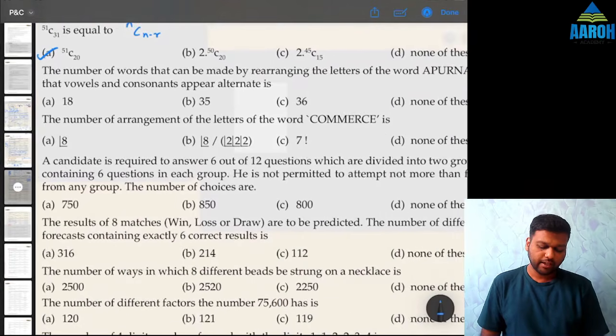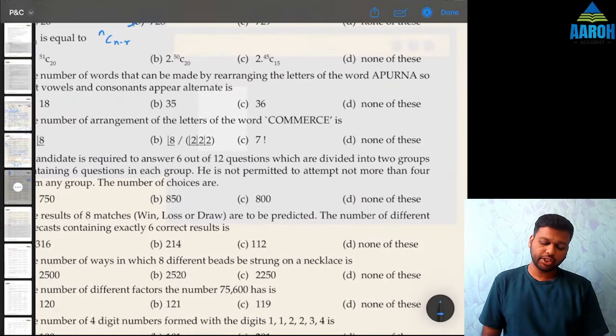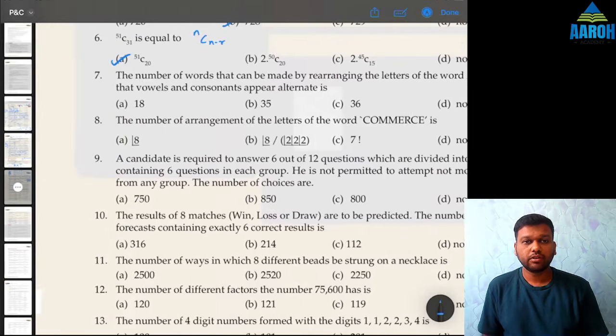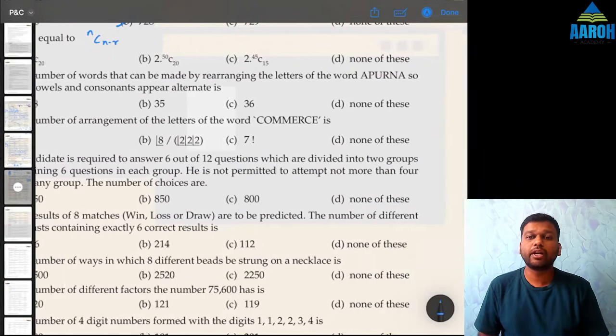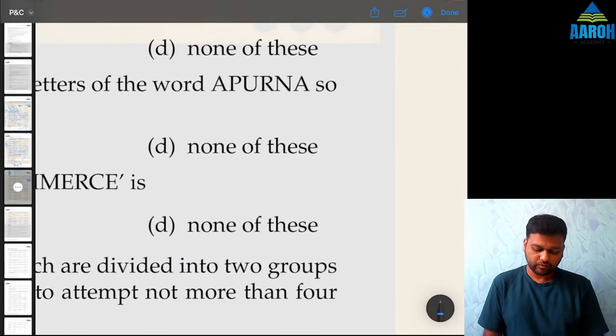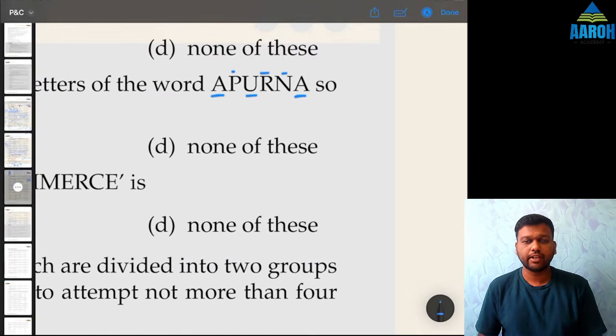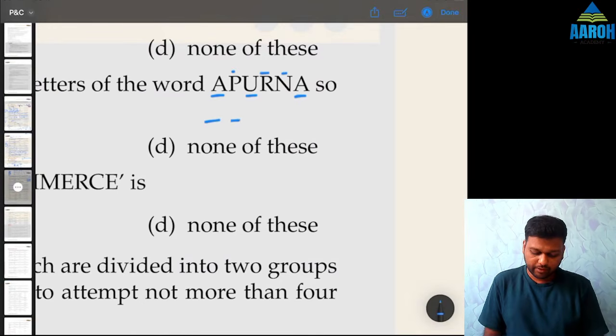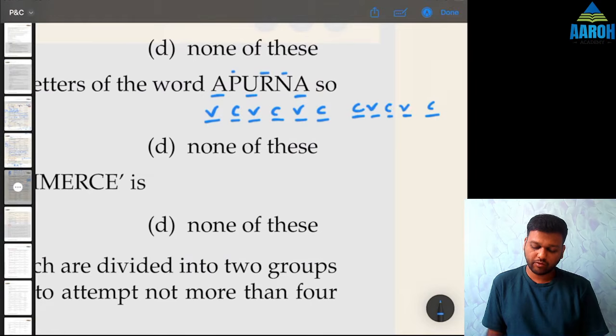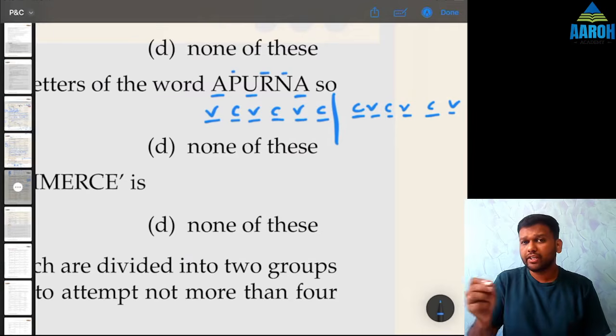Next, the number of words that can be made by rearranging the letters of the word Apurna so that vowels and consonants appear alternate is, okay, we have three vowels and we have three consonants, right? Alternate means we can have something like this: vowel consonant, vowel consonant, vowel consonant, or we can have something like this: consonant vowel, consonant vowel, consonant vowel. Fine. How many ways are there of each case?